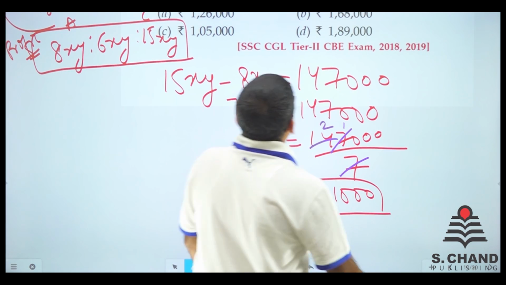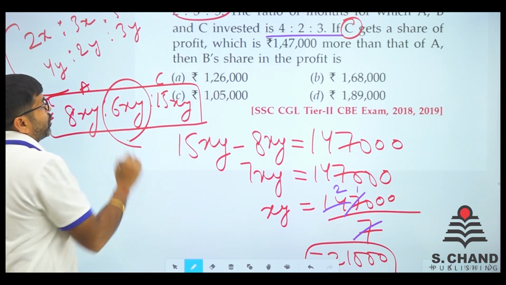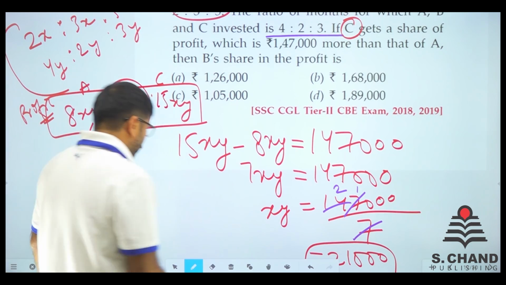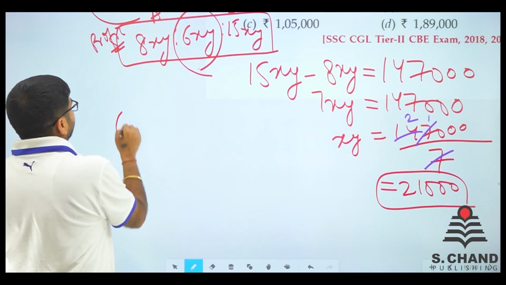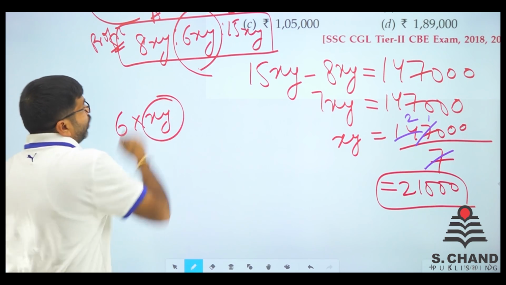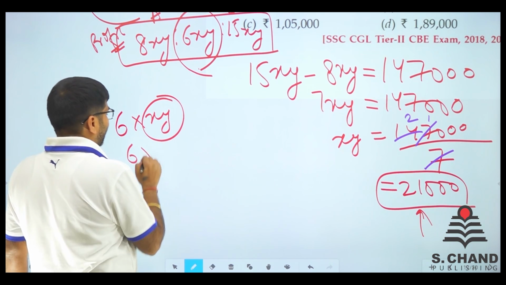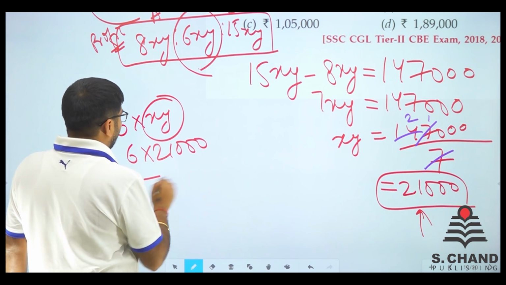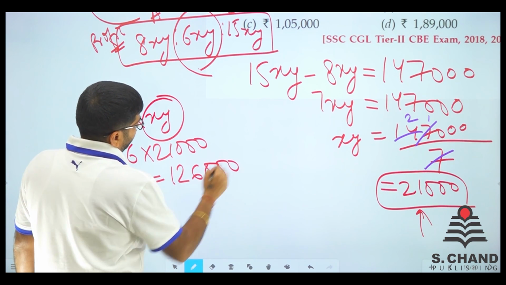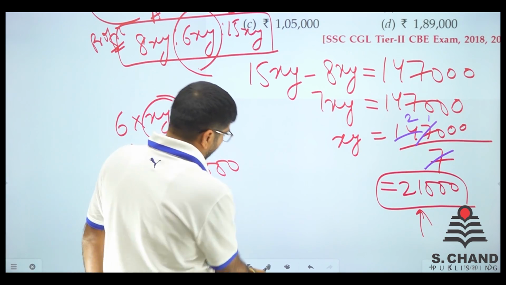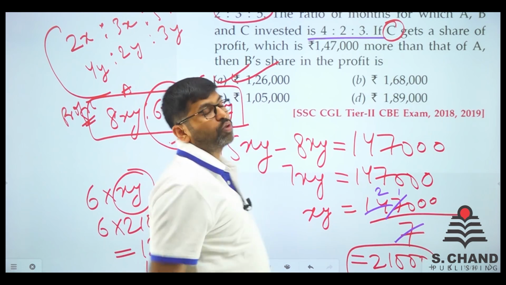Now what is asked in the question? You need to find B's profit. What is B's profit? B's profit is 6xy. So that is 6 into xy. And the value of xy we got is 21,000, right? So what we'll do is 6 into 21,000. That makes 6 into 1, 6. 6 twos are 12. And then there are 3 zeros. So 1,26,000. Is there any option like 1,26,000? Yes, we have it in the first option.